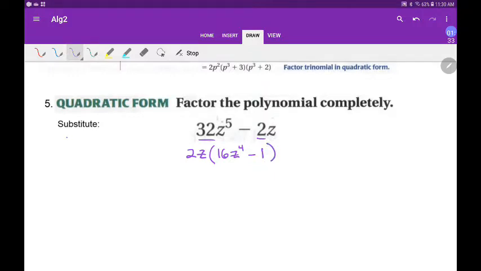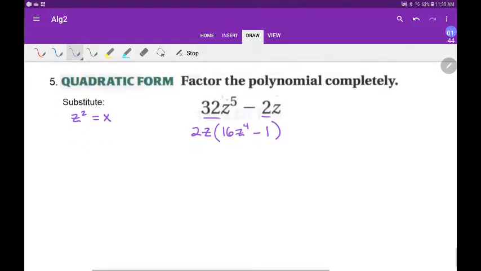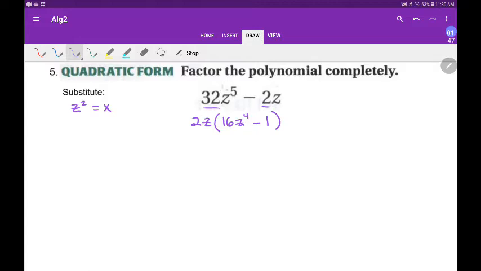Okay, now at this point my substitution is much easier than it would have been up there in the example. I'm going to just say that z squared is equal to x. Okay, so then I'm going to substitute that in. I'm going to leave the 2z out of it for now, and I'm just going to focus on the 16 z to the 4th minus 1. And instead I'm going to say 16 x squared minus 1, and that's the same thing, right?